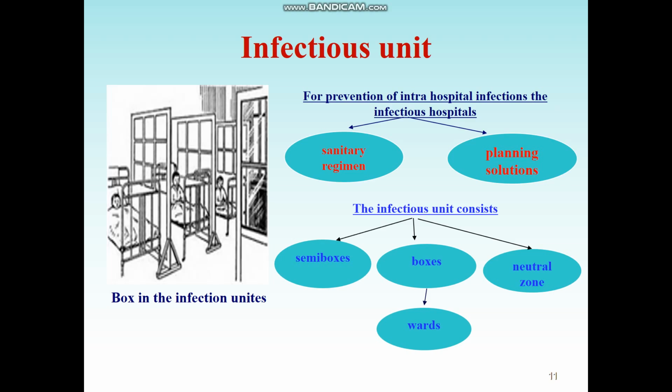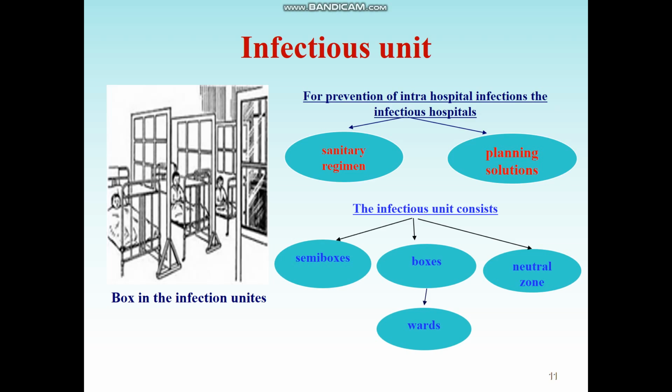For prevention of intra-hospital infection, the infection unit and infection hospital have some features considering a sanitary regime and planning solution. The sanitary regime includes the patient isolation, sanitary cleaning, disinfection of premises, utensils, equipment, linen. The planning solution of infection units and hospitals is based on separation of clean and dirty streams.